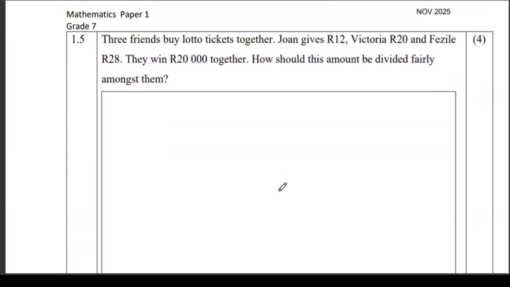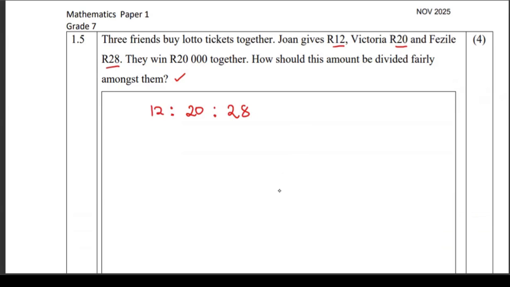1.5 is telling us that 3 friends buy lotto tickets together. John gives 12 rand, Victoria 20 rand, and then Fezile 28 rand. They win 20,000 altogether. How should this amount be divided fairly amongst them? The only way for the division to be fair is according to the ratio of what everyone contributed. So I have 12 rand, 20 rand, 28 rand.